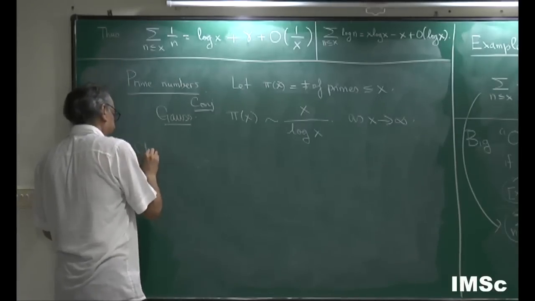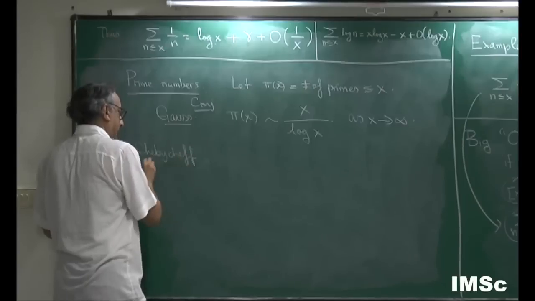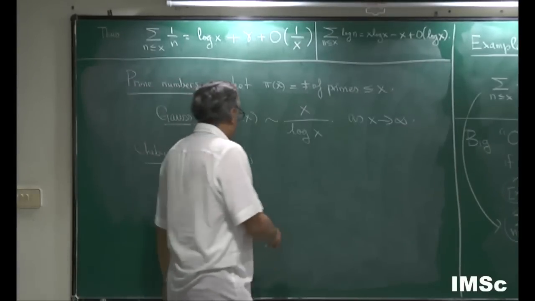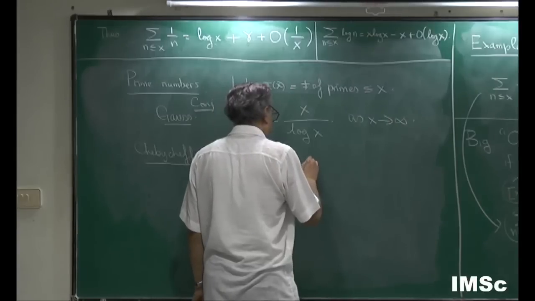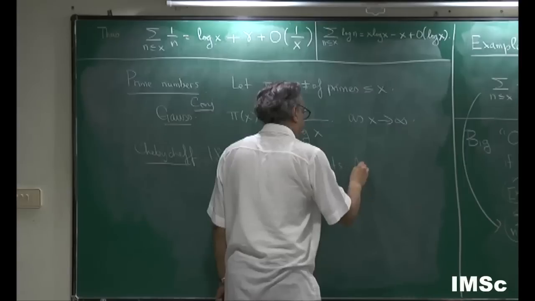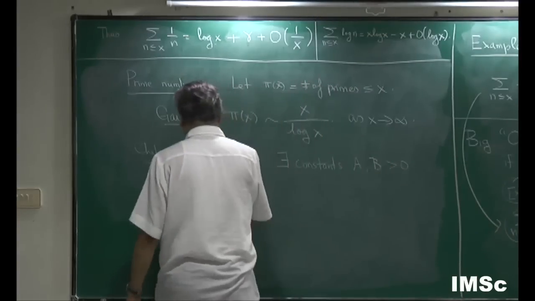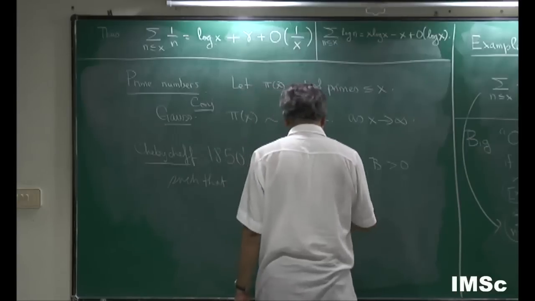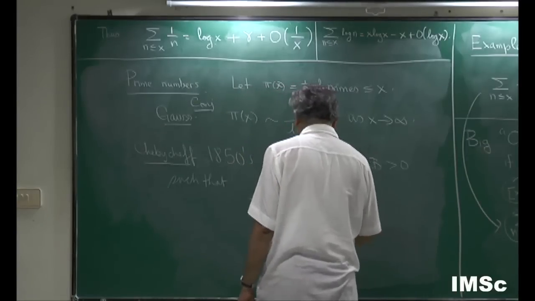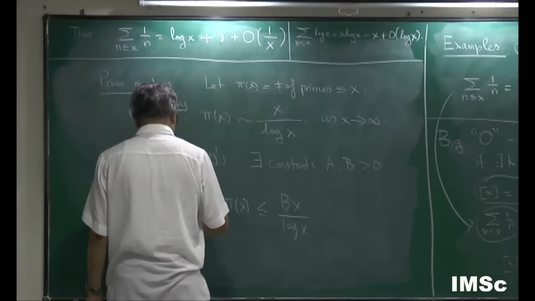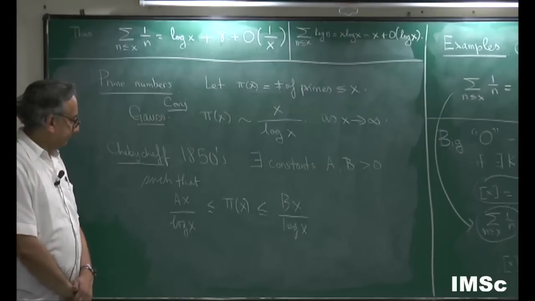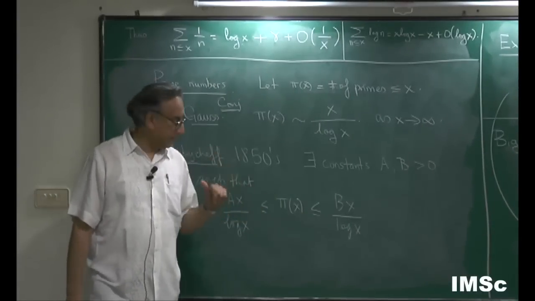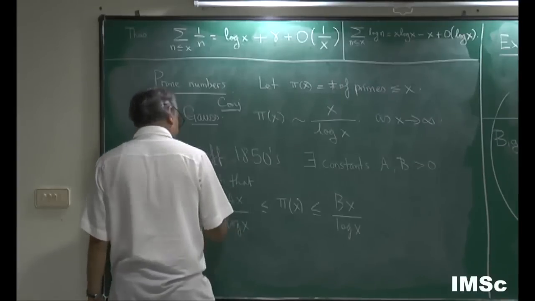And Chebyshev, in the 1850s, I think, I might be wrong on the dates, but roughly around that time, showed that there exist positive constants A and B such that pi of x is less than Bx over log x and is bigger than Ax over log x. So at least it grows like that. Whether or not we can prove pi of x is asymptotic to that is another question, but it grows like this. And he struggled very hard to prove this.